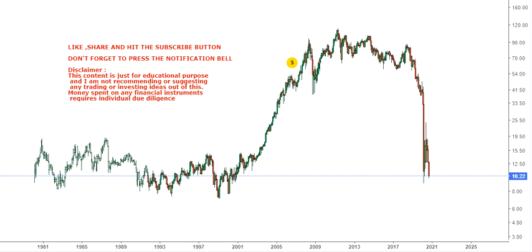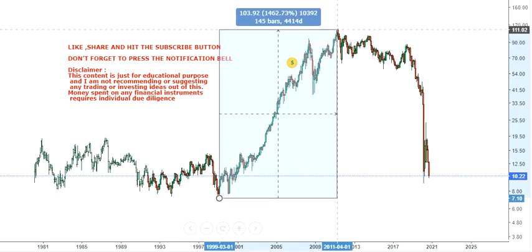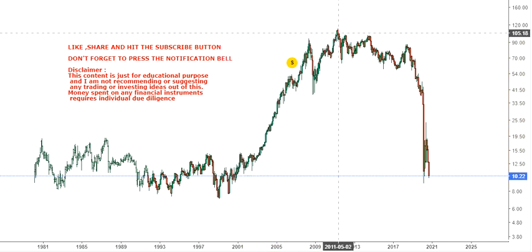Friends, in this video we are going to discuss Occidental Petroleum Corporation, and if you look at this long-term chart, what we have seen is all that stock upside which soared the price from 1999 till 2011, where the stock has given around 1460% of return, has been decimated in the past 9 odd years.